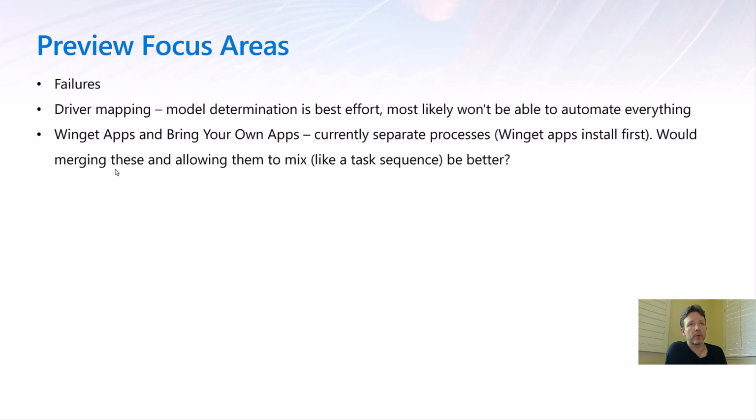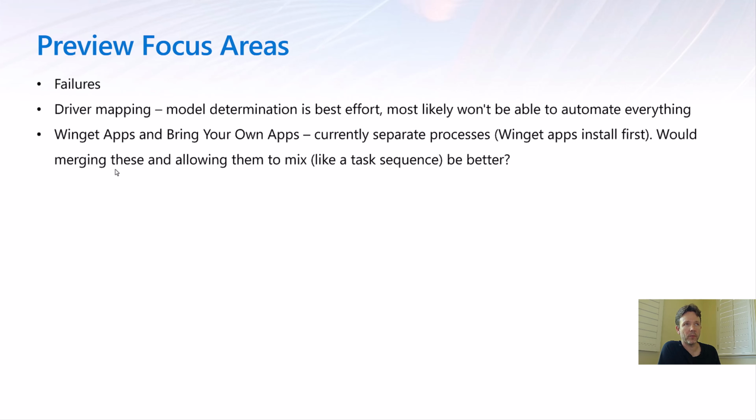For Winget apps and bring your own apps, these are currently two separate processes. As you saw in the UI, there are two different checkboxes. The way this works is that Winget apps will install first through the Orchestrator. What I want some feedback on is, will merging these and allowing them to mix like a task sequence be better? I think I know the answer is yes, but it's going to cause some additional work that I probably won't get done until maybe next summer, just because I'm going to have to rework a lot of things.